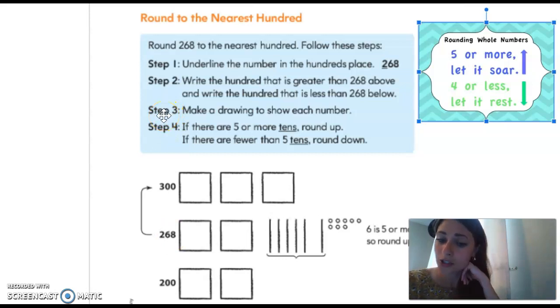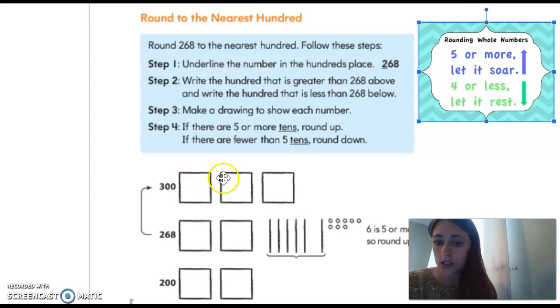Okay, step number 3. Make a drawing to show each number. Okay, so what you're going to do for these problems that are below this part of your worksheet, you are going to draw your quick hundreds, tens, and ones that you need to for the numbers so that you can visually see it.